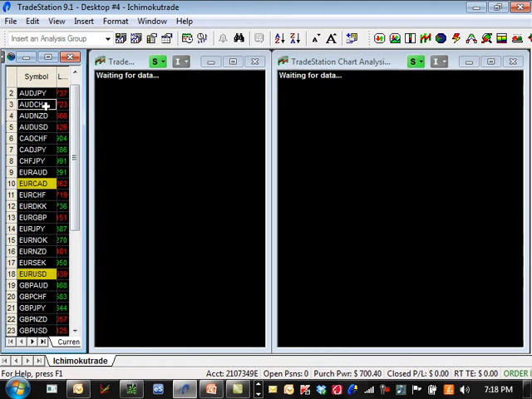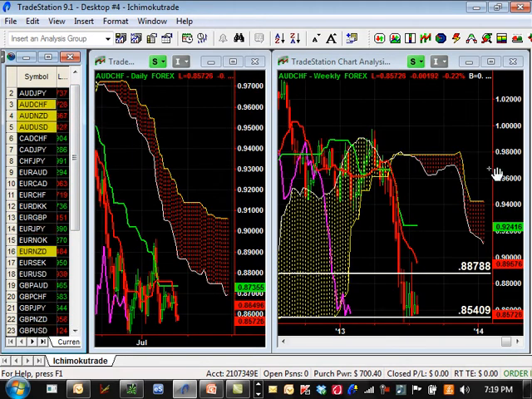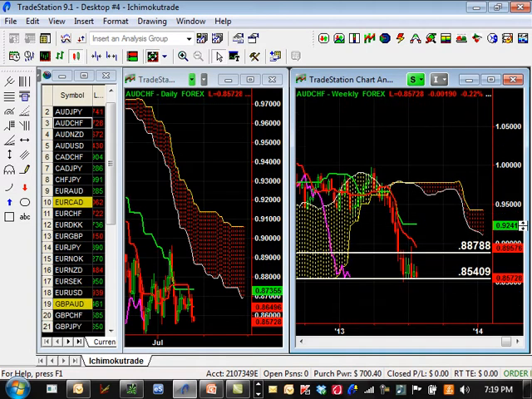Okay, Australian Swissy. Here, as you can see, it's turning a trend on both the daily and weekly, but it's run into a major roadblock, which is basically at 85.40. Resistance on this one's going to be basically 88.78 and 88.35.